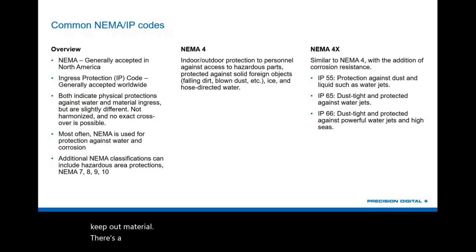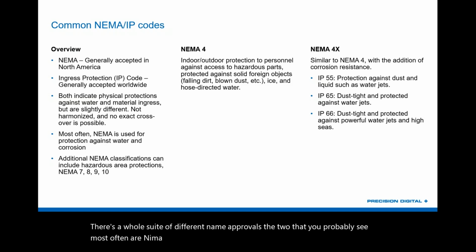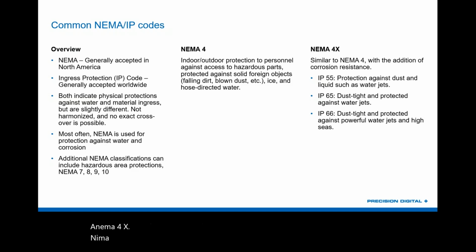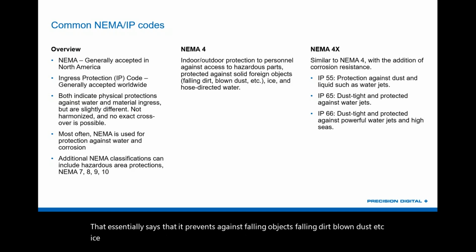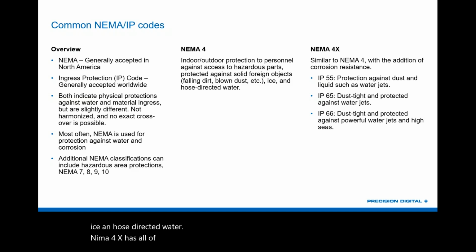There's a whole suite of different NEMA approvals. The two that you probably see most often are NEMA 4 and NEMA 4X. NEMA 4 is an indoor-outdoor protection that essentially says that it prevents against falling objects, falling dirt, blown dust, etc., ice, and hose-directed water. NEMA 4X has all of the standard NEMA 4 protections, but it also adds a level of corrosion resistance.